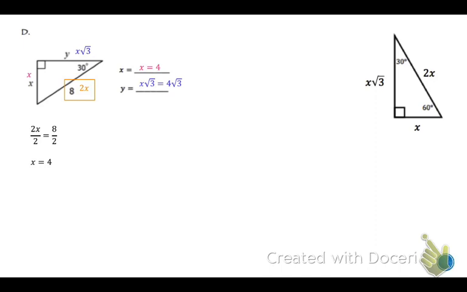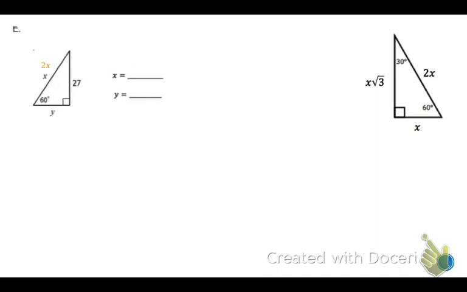Okay, let's look at another one. So this one, again, started the same exact way. Hypotenuse is 2x, side opposite of 30 degrees is x.